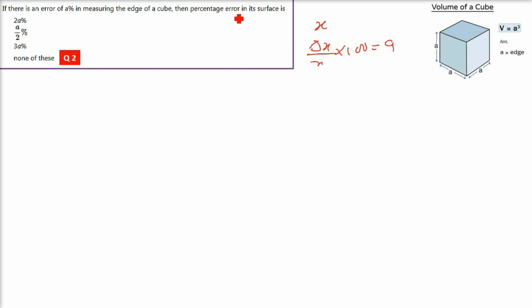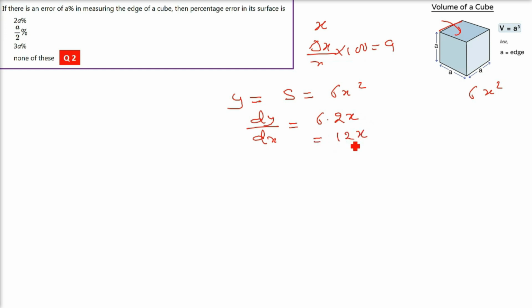Then percentage error in its surface is, what is the surface area? It's 6x squared. The one side area is x squared, there are 6 sides, so 6x squared. So call it as surface area or call it as y to better understand y and x. dy by dx differentiation is going to be 6, and x squared will be 2x. So it will be 12x. dy by dx is 12x.